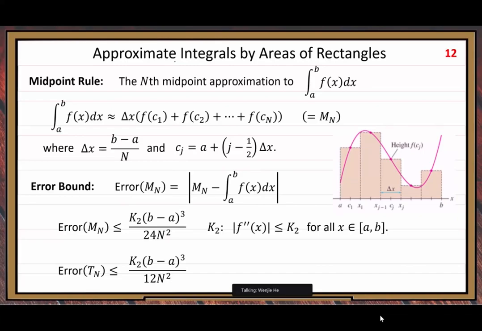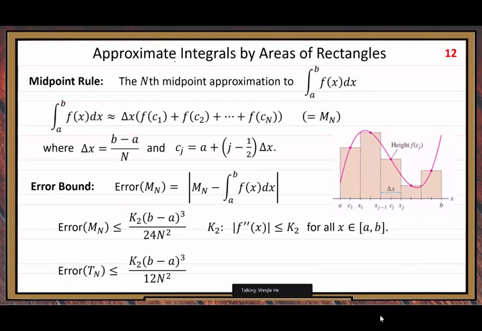Midpoint rule, the upper bound of the error is approximately one half of the upper bound for the trapezoid rule. That means the accuracy is better, one half. So that's another simple rule we can use to calculate the integral.